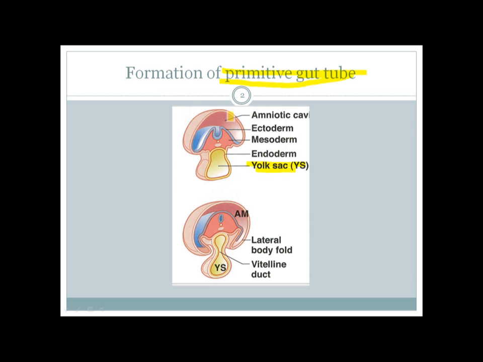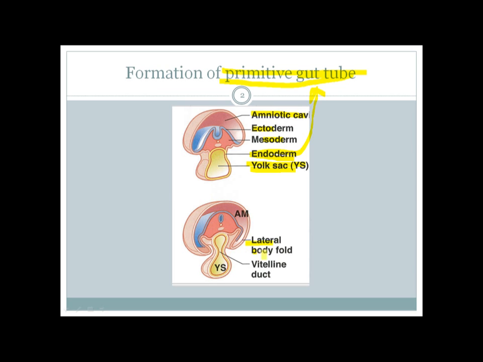Okay, so here you can see a picture which is a cross section of the fetus at about 2 or 3 weeks, and above you can see the amniotic cavity, and then you can see the three germ layers. So you have the ectoderm, mesoderm and endoderm, and this endoderm is actually derived from yolk sac. Yolk sac will actually fold and give rise to the endoderm, which will ultimately form the primitive gut tube, and this happens by the pressure from the lateral body fold.